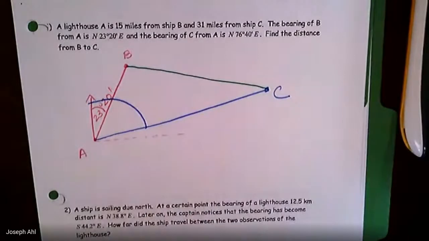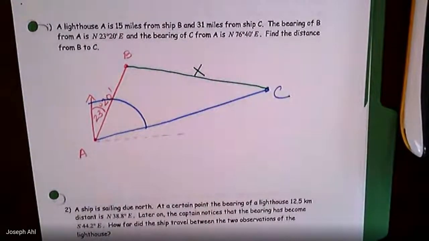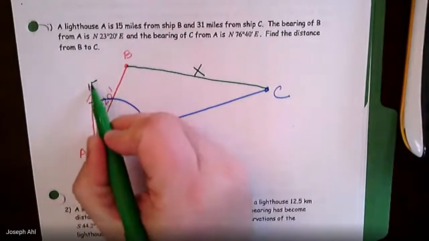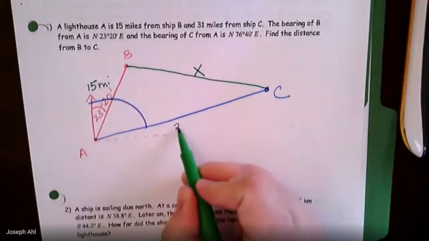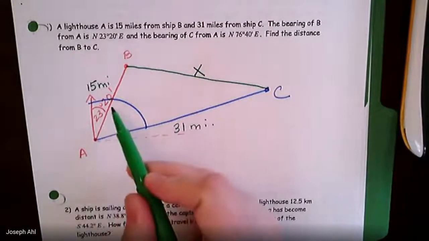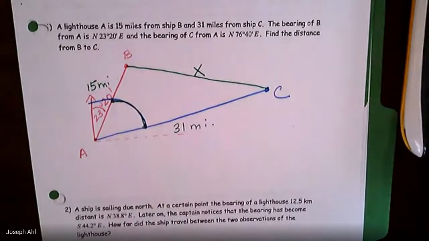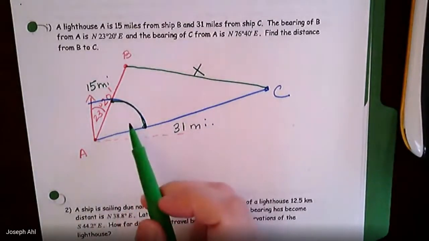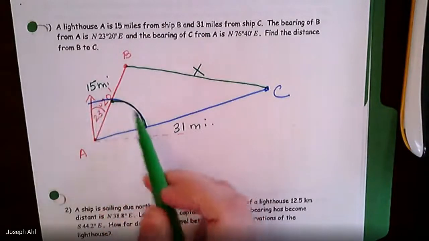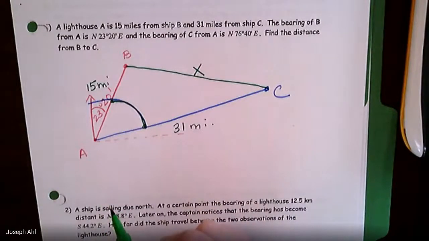Okay, I'll connect points B and C to make the triangle here because that's what we're trying to find. Find the distance from B to C. And what we know, going back to that first sentence, is that A to B is 15 miles and A to C is 31 miles. So if we fill those in the diagram, if I find the measure of this angle inside the triangle, that's the key to this whole thing, is that we really want to find angles inside the triangle. The outside angle here, or this whole bearing of 76 degrees, 40 minutes, isn't really all that helpful to me.